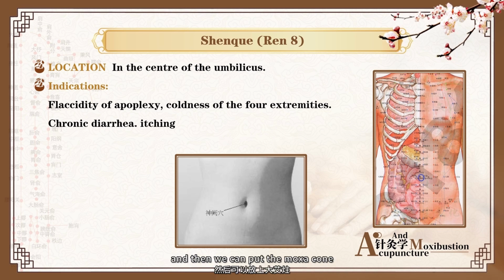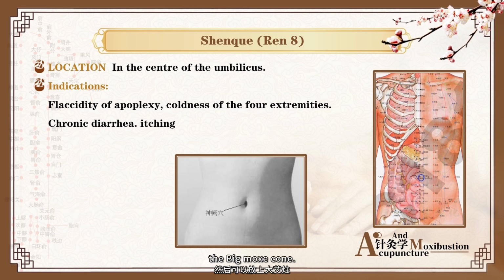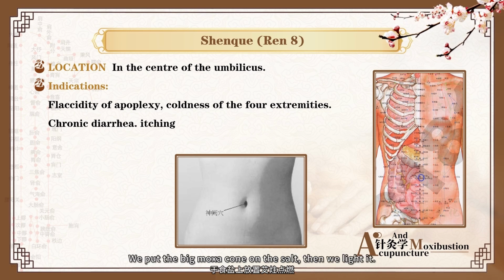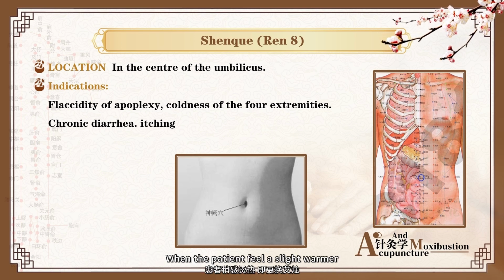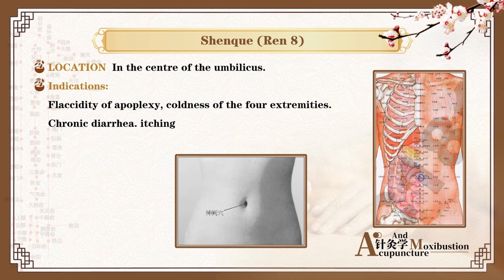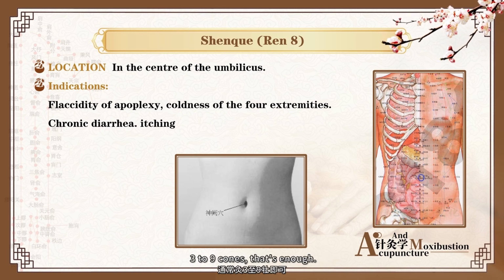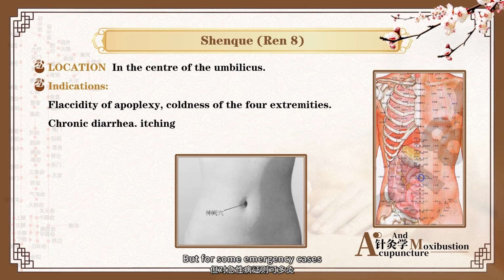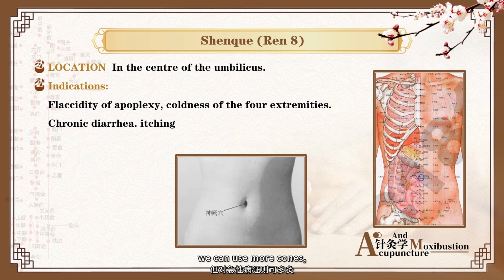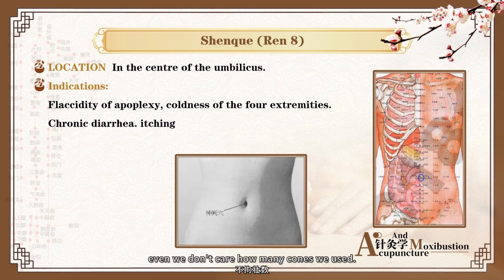And then we put the big moxa cone on the salt. When we light it, when the patient feels slightly warm, we change the cone. Generally speaking, we use about 3 to 9 cones. That's enough. But for some emergency cases, we can use more cones, and we don't care how many cones we use.